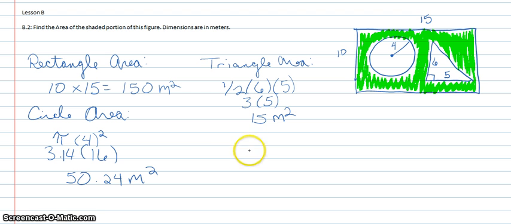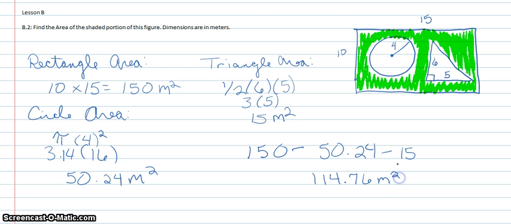So then we'll take the 150 from the area of our rectangle, write that down, and we're going to subtract 50.24, and that was the area of a circle, and we'll subtract 15 because that was the area of our triangle. This is 114.76 meters squared.